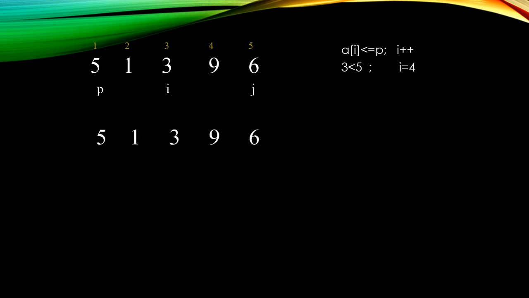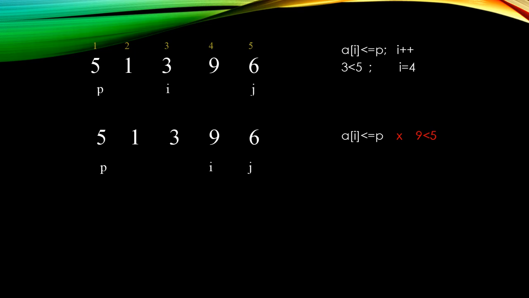After incrementing I from second position to third position, again we have to check whether a of I is less than or equal to p. Here 3 is less than 5, so the condition is true. We have to increment I from third position to fourth position. After incrementing I from third position to fourth position, again we are checking whether a of I is less than or equal to p. Here 9 is not less than 5, so the condition is false.